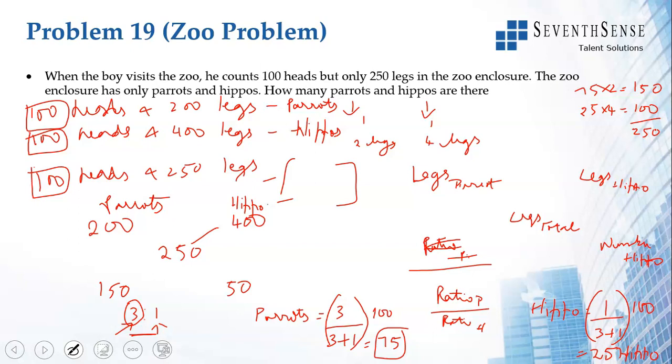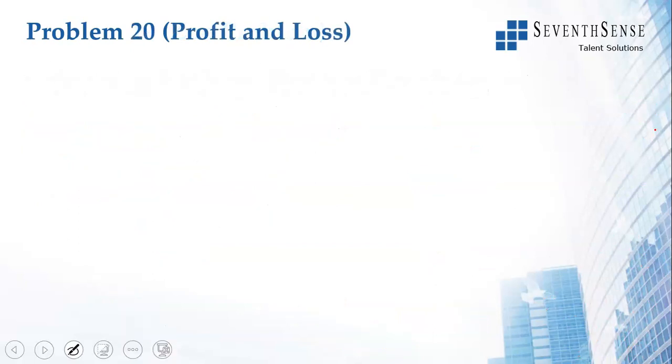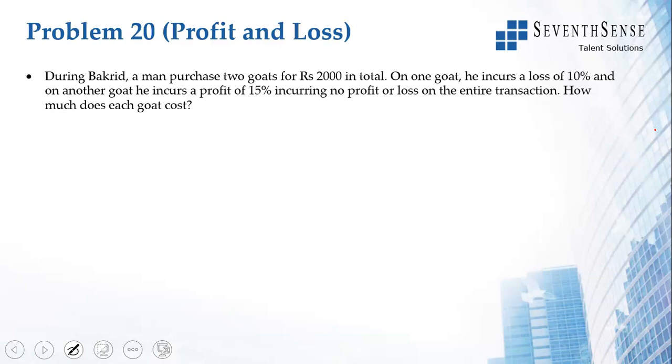Number of hippos, 25. We look at one problem on profit and loss, which can be solved using mixtures and alligations. During Bakri, a man purchases 2 goats for rupees 2000 in total. Remember whether it's 2000 each or in total. Both these goats together, he has paid 2000. On one goat, when he sells, he incurs a loss of 10%, and on another goat, he incurs a profit of 15%. And overall, there is no profit or loss.